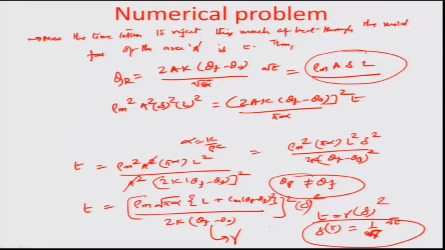So that is how the functional relationship would be obtained between the time after pouring and the distance of solidification front from the mold face. So delta as a function of time is root of T by gamma. Okay. So that is how you do these questions.